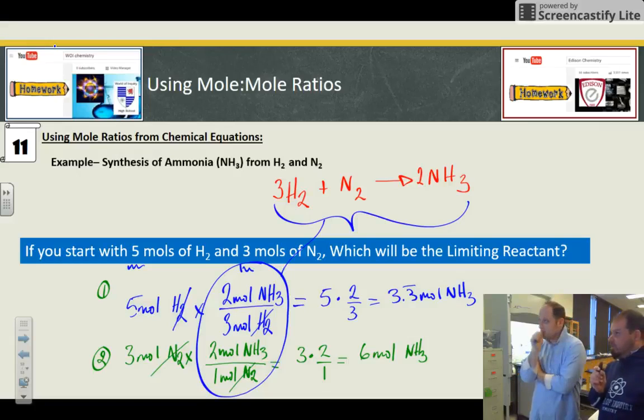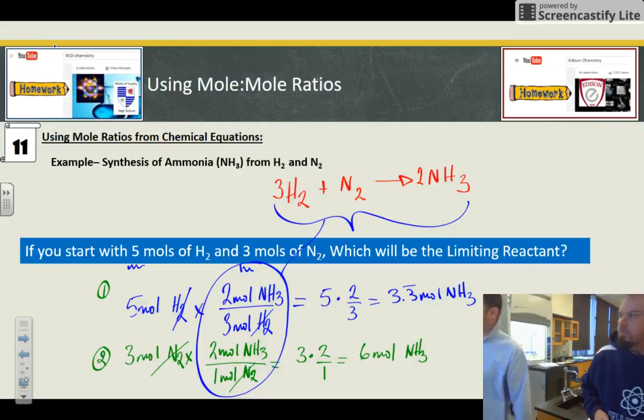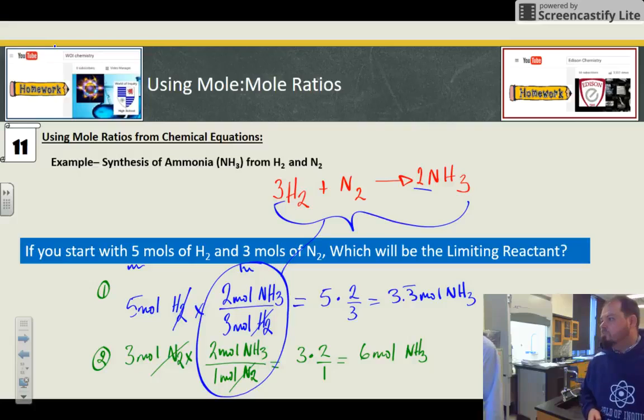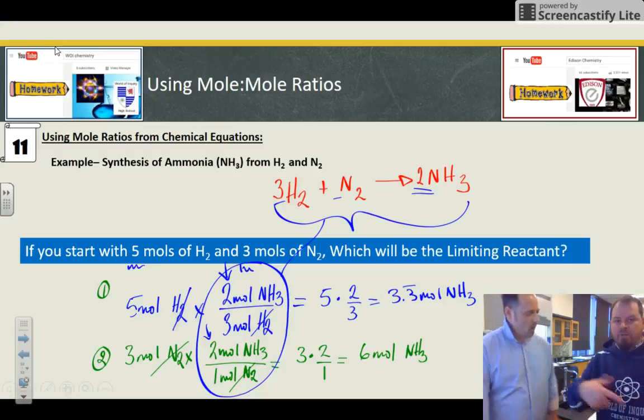And what is the coefficient for H2 in the chemical equation? 3. So that's where I get it. So the real numbers were the 2 and the 3. That 2 and that 3 came in here. And then we had a 2 and a 1, and that 1 came in here. That's how I created my conversion factor. So we just used what we learned in the first part.